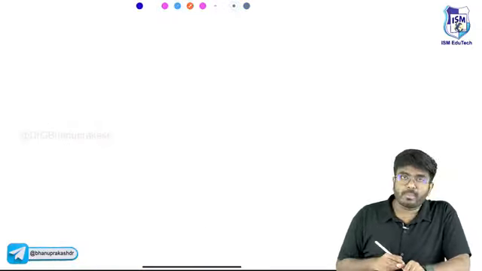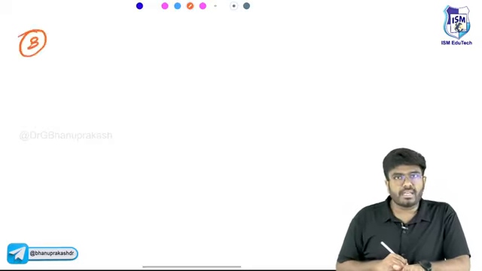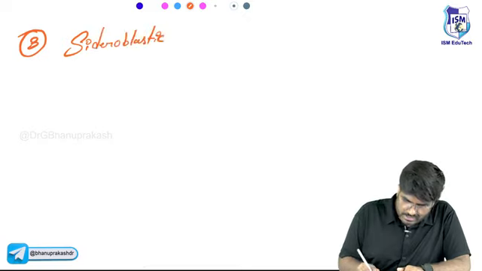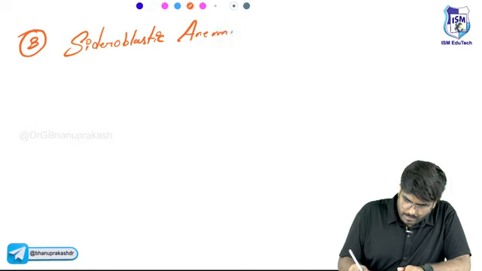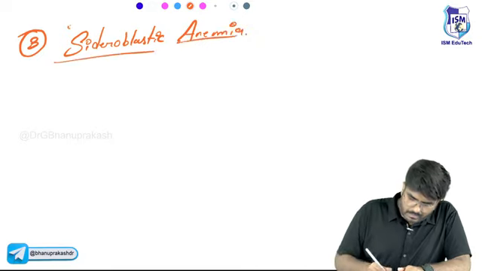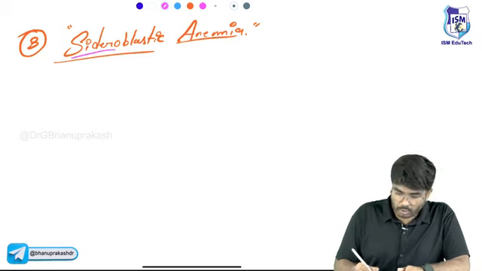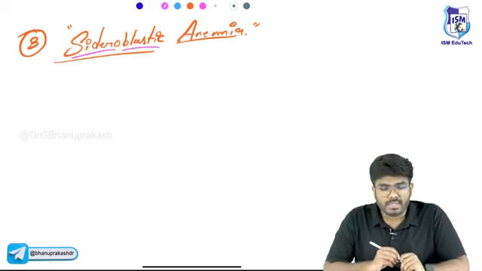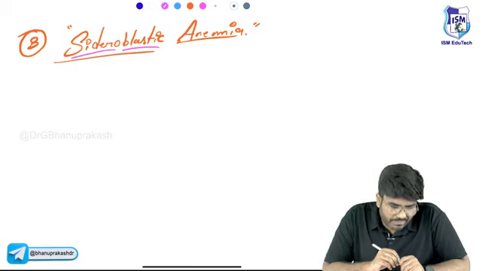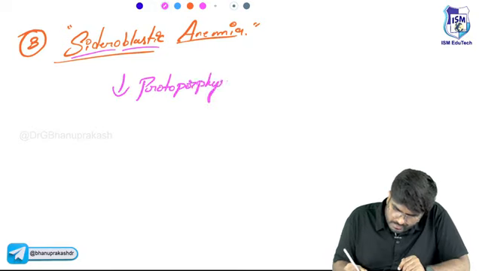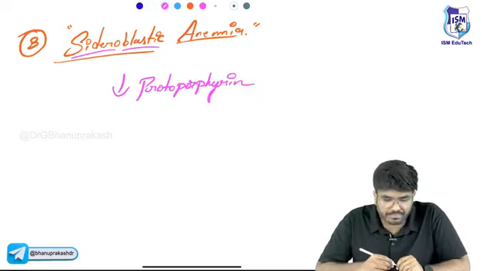Now the third microcytic anemia that I'm going to start is sideroblastic anemia. So, what is this sideroblast? Sidero means iron. Sideroblastic anemias. See, in sideroblastic anemia, what is the problem? Decrease protoporphyrin. Decrease protoporphyrin, sir. Okay.